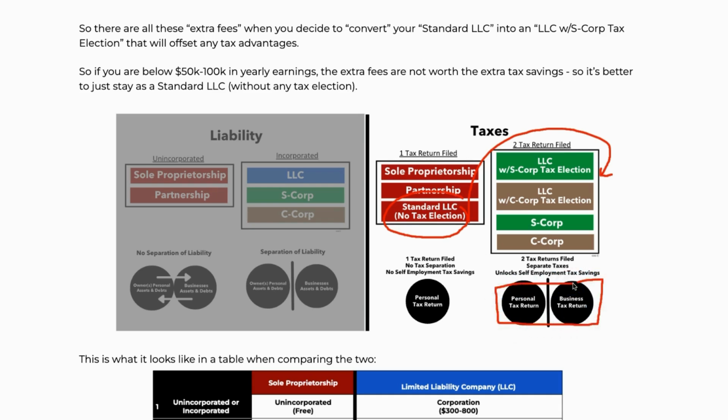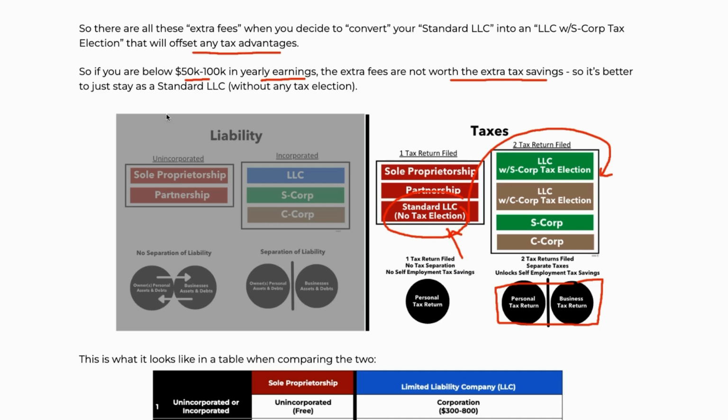And so you've got to actually weigh, hey, does the additional cost and complexity actually offset any tax advantages that I would have? And so if you are below, and this is just a general recommendation, right? If you are below $50,000 to $100,000 in yearly earnings, the extra fees are typically not worth the extra tax savings. So it's better for you to just stay as a standard LLC without any tax election. But again, remember, you still get the liability protection because you're an LLC, but you just don't get any tax benefit because you're a standard LLC.